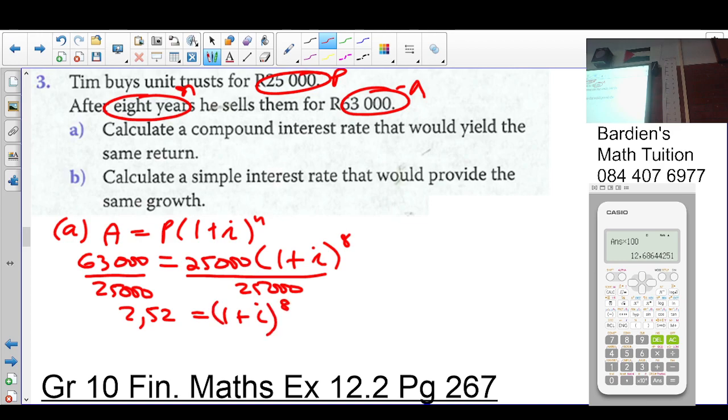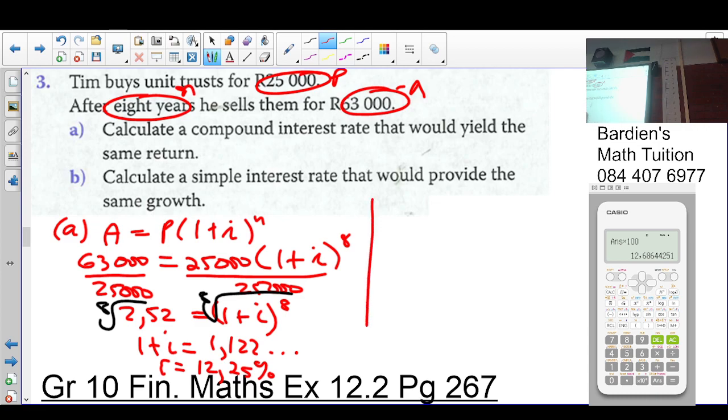So what do I do now? The 8th root on both sides. Okay, so then 1 plus i is going to give you 1.122 and the number carries on. Minus 1 times 100. 12.25%.